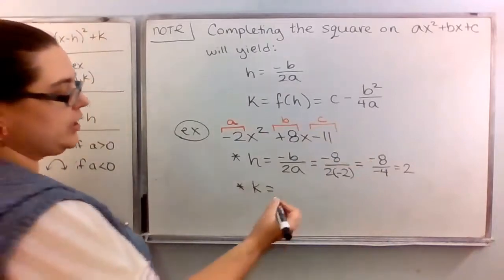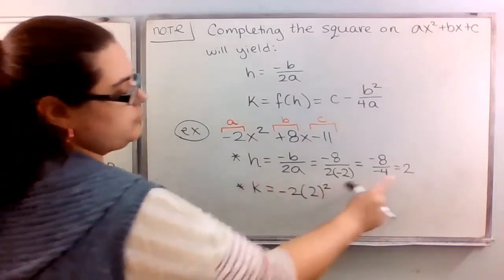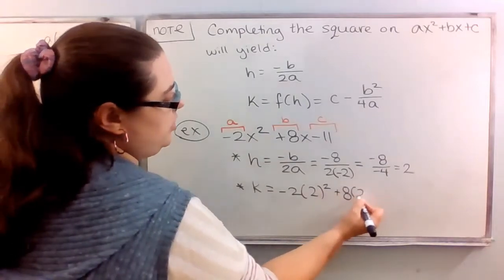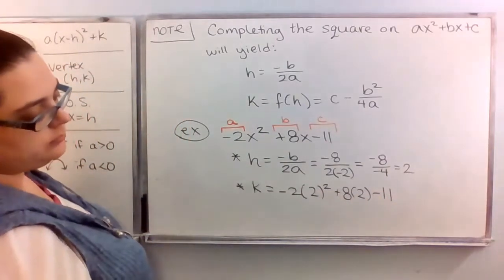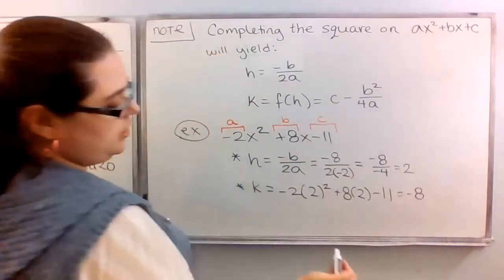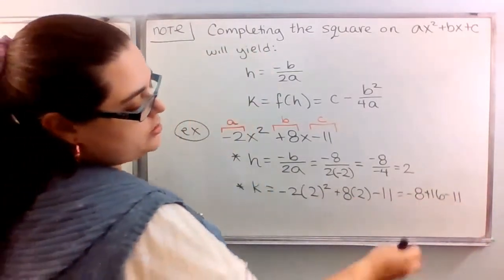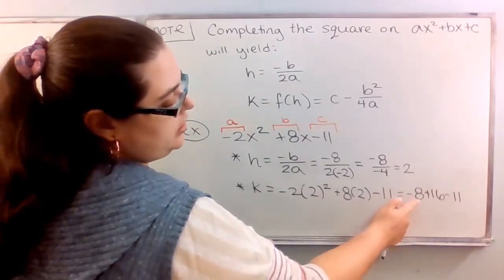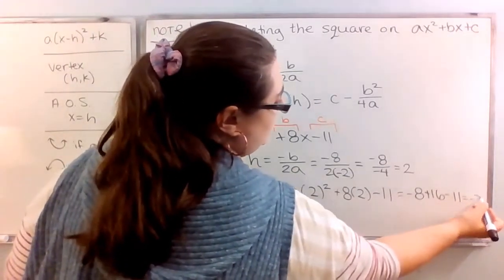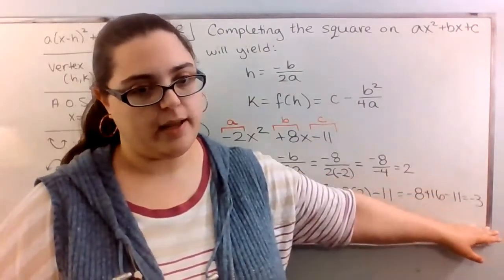So I can do negative 2 times 2 squared, I'm getting 2 from h. So negative 2 times 2 squared plus 8 times 2 minus 11. Let's see, 2 squared is 4 times negative 2 is negative 8. 8 times 2 is 16 minus 11. So negative 8 plus 16 is going to give me an 8, and 8 minus 11 is negative 3. So this gives me my h and my k.